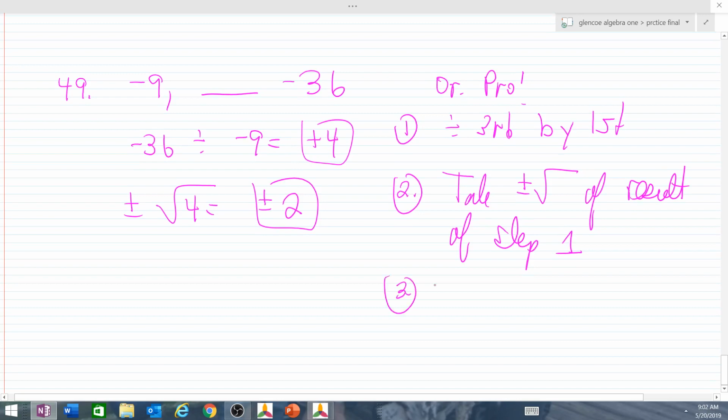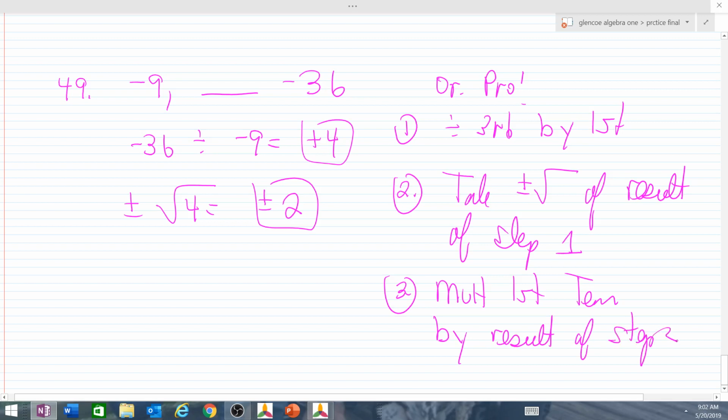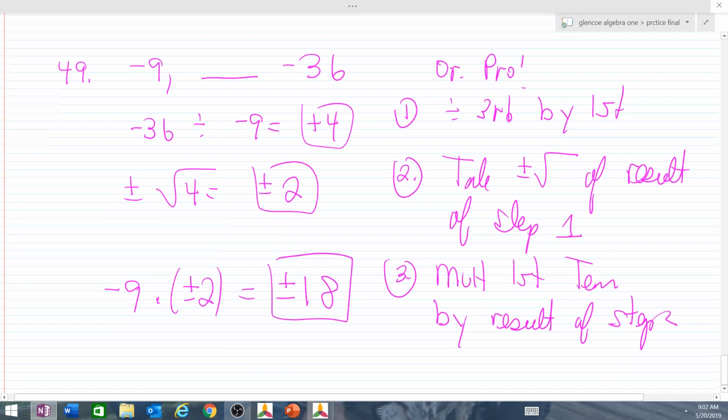Third step, multiply the first term by the result of step 2, which is negative 9 times plus and minus 2, which gives me a plus and minus 18. And that would be choice C.